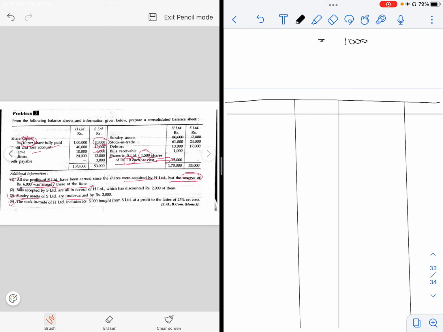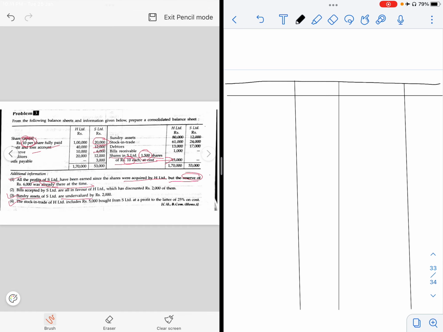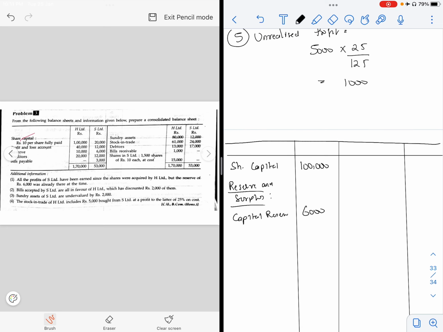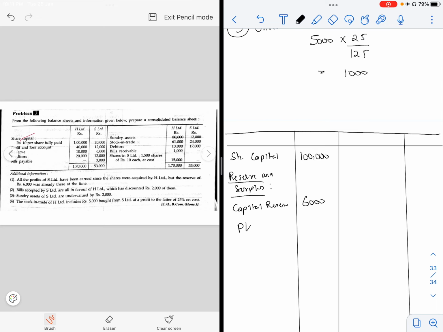Now the consolidated balance sheet. First we enter the headings. Share capital is 1 lakh. Next, reserve and surplus: the capital reserve is 6,000. Next, the profit and loss account of H Limited.